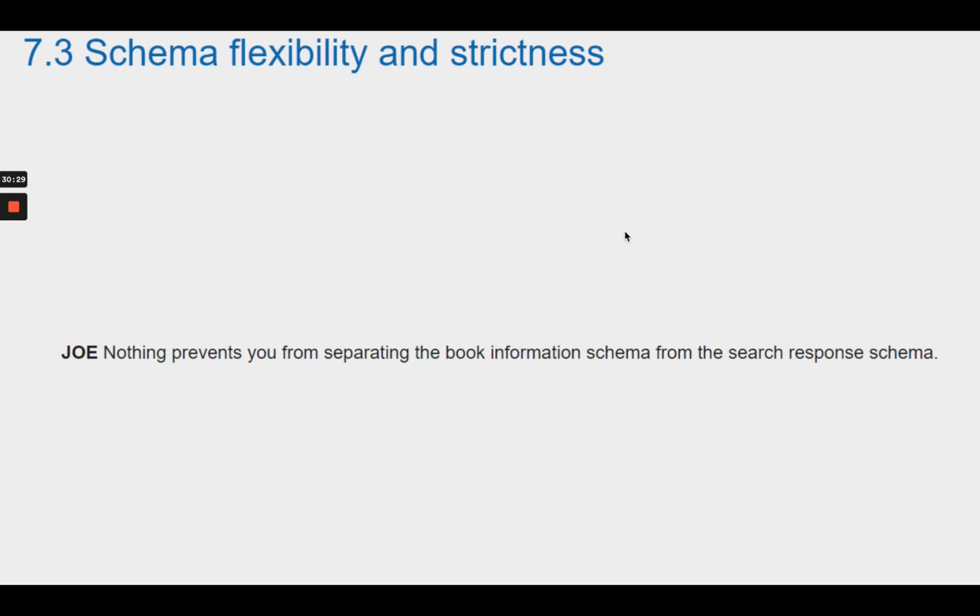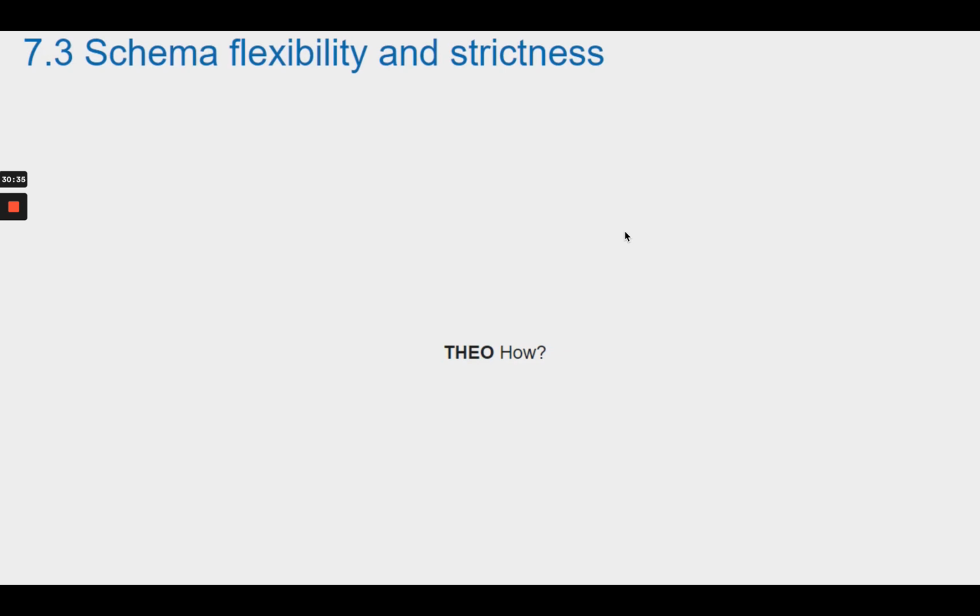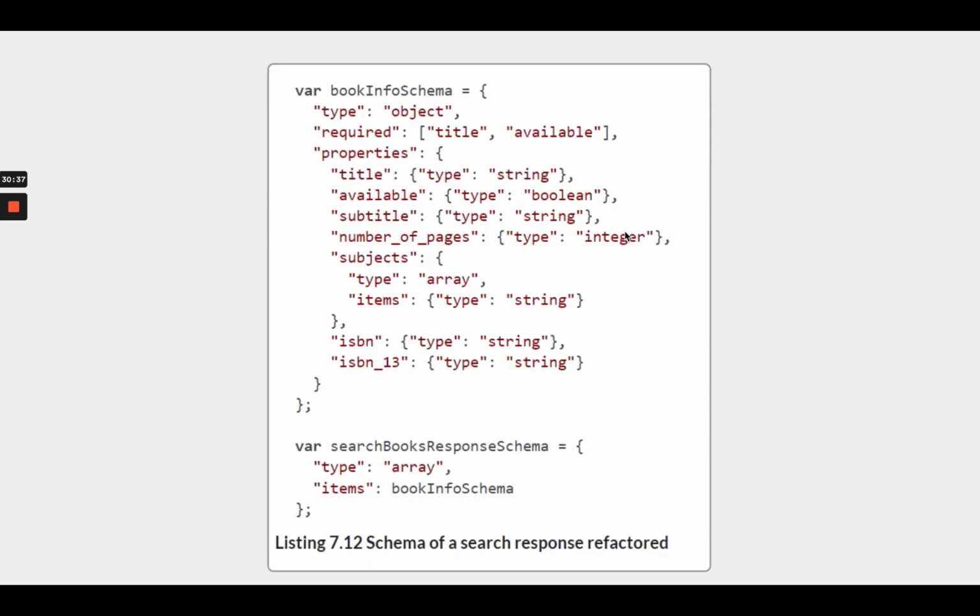Joe, nothing prevents you from separating the book information schema from the search response schema. Theo, how? Joe, it's just JSON, my friend. It means you are free to manipulate the schema as any other map in your program. For instance, you could have the book information schema in a variable named bookInfoSchema and use it in the search book's response schema. Let me refactor the schema to show you what I mean.